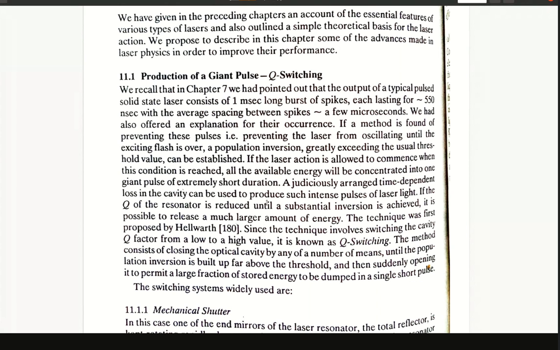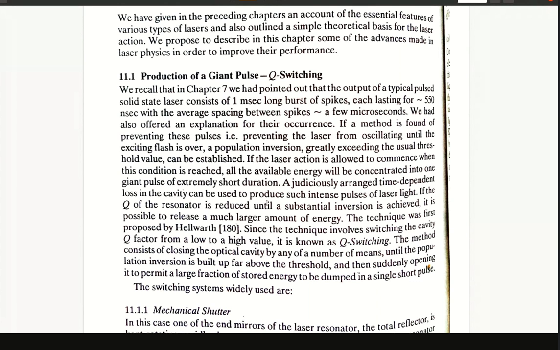Now, how can you produce such a short burst of radiation? For this, you do not allow these multiple bursts to take place. You want to suppress these multiple bursts so that the entire energy accumulated in the atoms of the lasing medium is delivered in one pulse. The technique for doing that is known as Q switching.